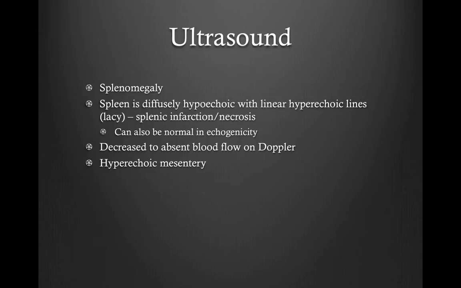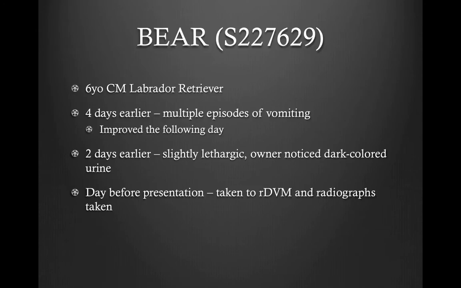On ultrasound, again, you'll see splenomegaly. You'll commonly see a diffusely hypoechoic spleen with linear hyperechoic lines. It's often called a lacy appearance, and this is secondary to splenic infarction and necrosis. Unfortunately, the spleen can also be normal in echogenicity. There will be decreased to absent blood flow on color Doppler, and the hyperechoic mesentery will also be seen adjacent to the spleen. So onto our case.